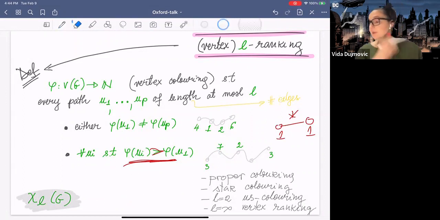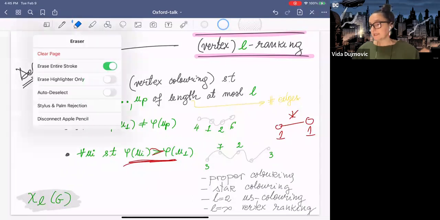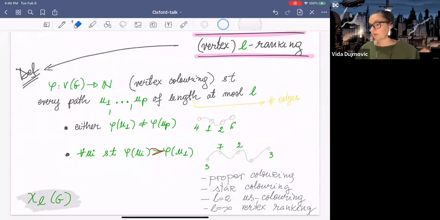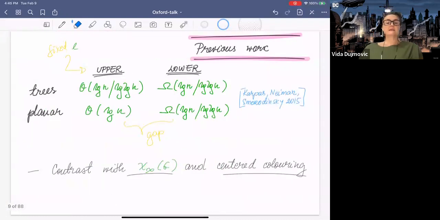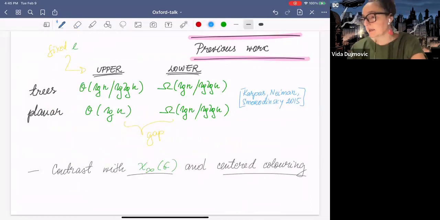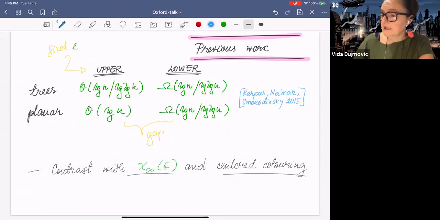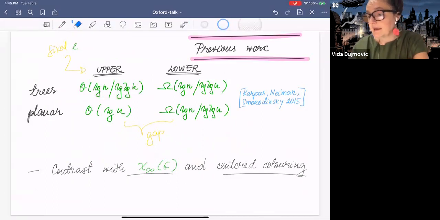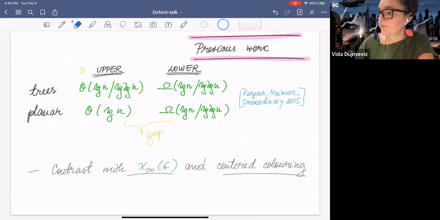This type of coloring has been studied quite a lot, and when L is infinity, you get the so-called vertex ranking coloring as well. Okay, so our goal is, let's see what was known about this type of coloring. Let's say for trees, for example, recently in 2015, here are the results that were known. There was a tight bound known for trees. So basically all the trees have, and this is for fixed L.